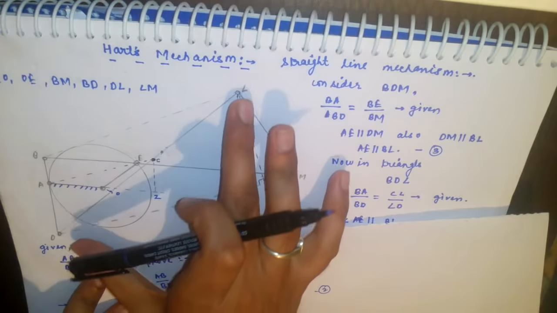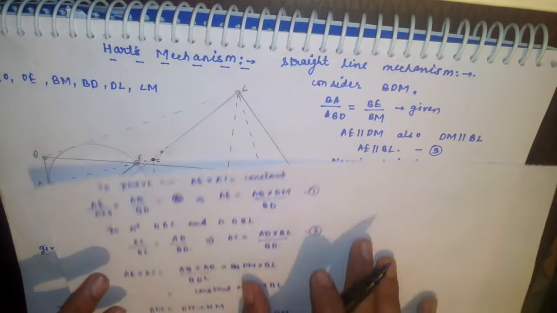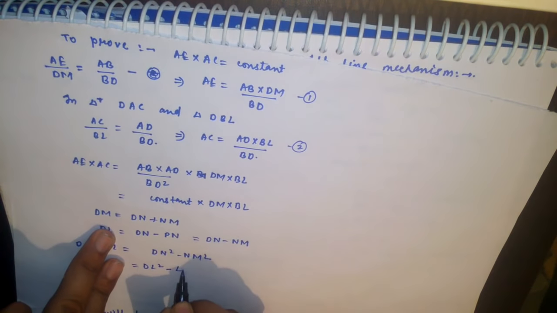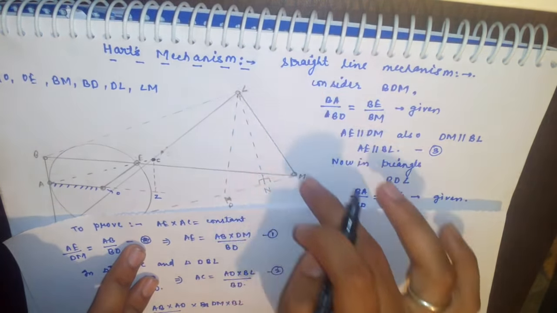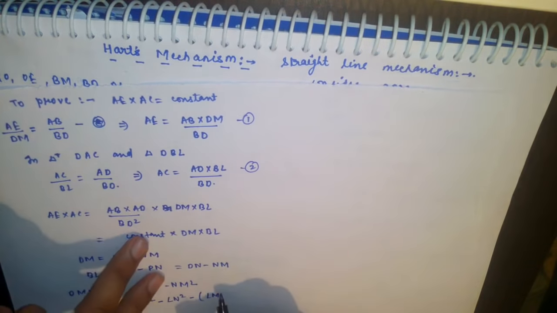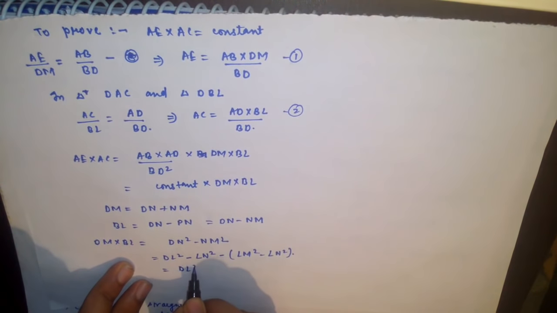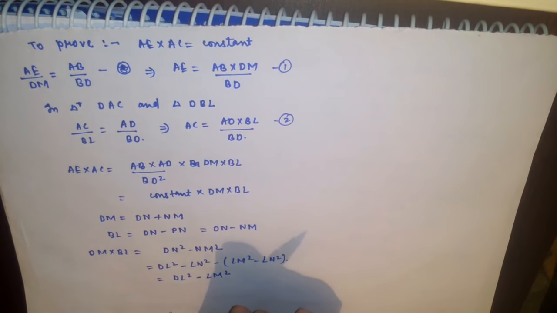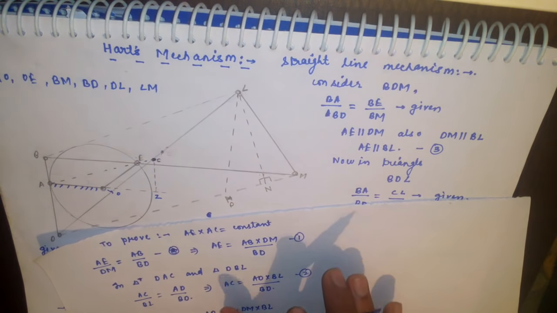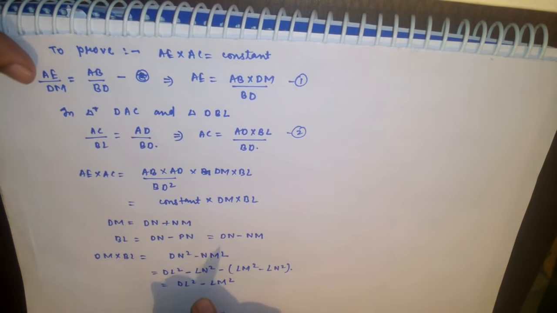This is a right angle triangle, so we can write DN square is equal to DL square minus LN square. Similarly, NM square is equal to LM square minus LN square. So LN square will get cancelled out, and we are left with DL square minus LM square. Now DL and LM are known, initially defined, so we can assume it as a constant.